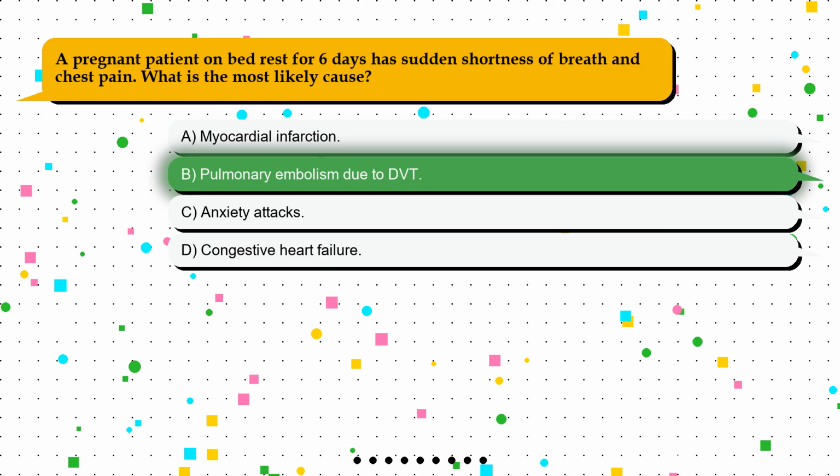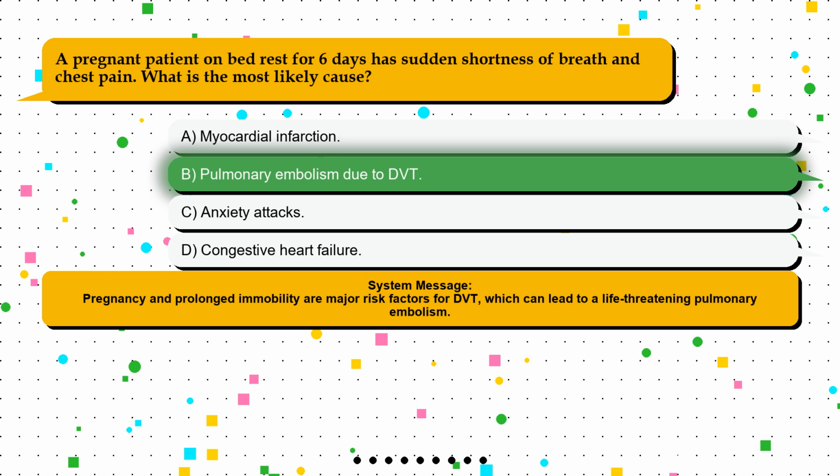The correct answer is option B. Pulmonary embolism due to DVT. Pregnancy and prolonged immobility are major risk factors for DVT, which can lead to a life-threatening pulmonary embolism.